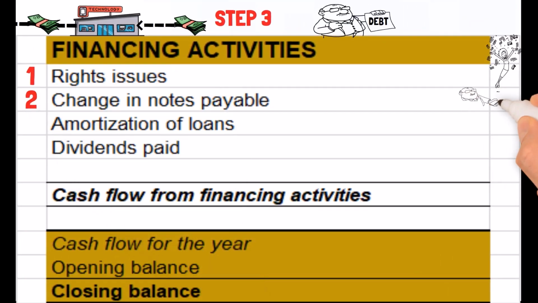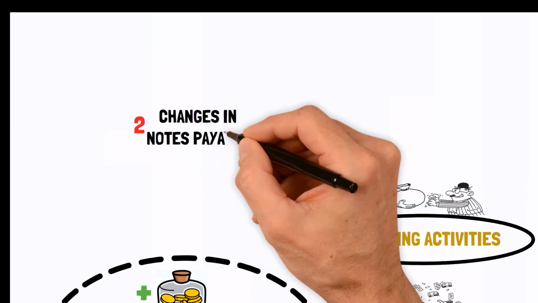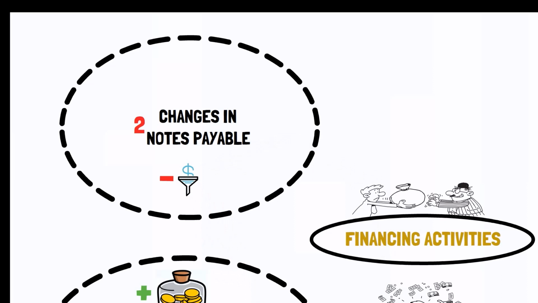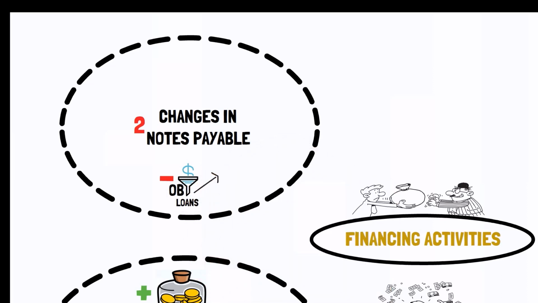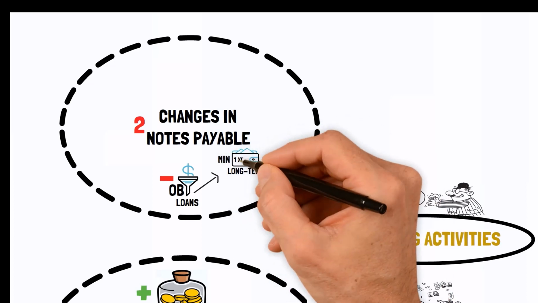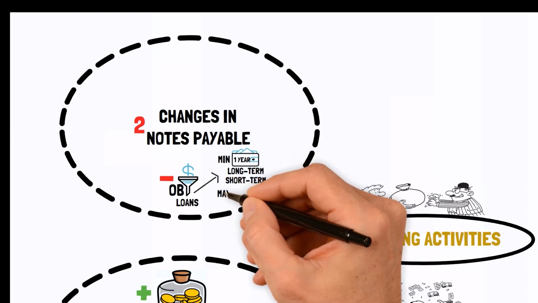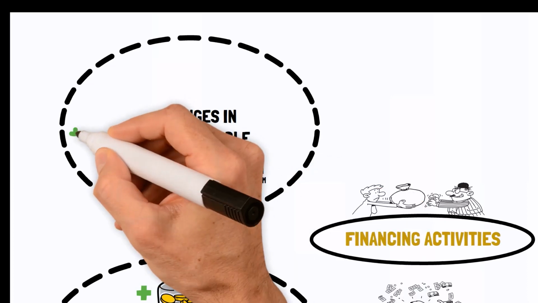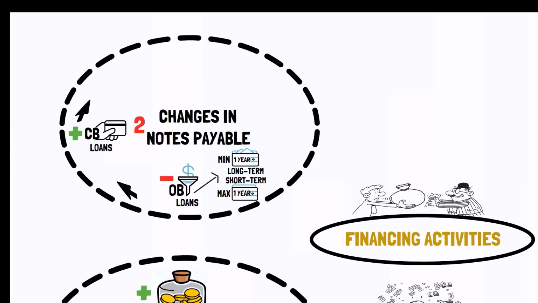The second part of the cash flow from financing activities is change in notes payable. In the category change in notes payable, start by subtracting the opening balance of the loans. The loans can be long-term, which means that the debt is due for payment after more than 1 year, while the short-term loans are due for payment within 1 year. Then add the closing balance for long and short-term liabilities or loans.